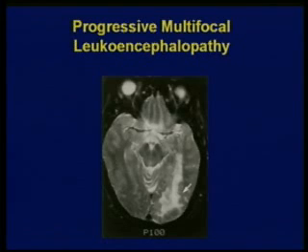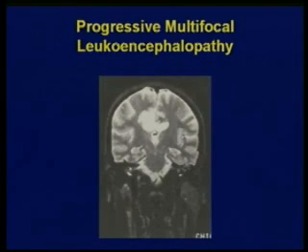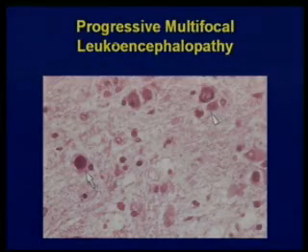Here's what it looks like, white matter disease. That's what the arrow is pointing to. Here it is again, white matter disease. And why am I showing you this? I'm showing you this because this shows a demyelinated focus containing atypical astrocytes, and this is an oligodendrocyte here with intranuclear inclusion.